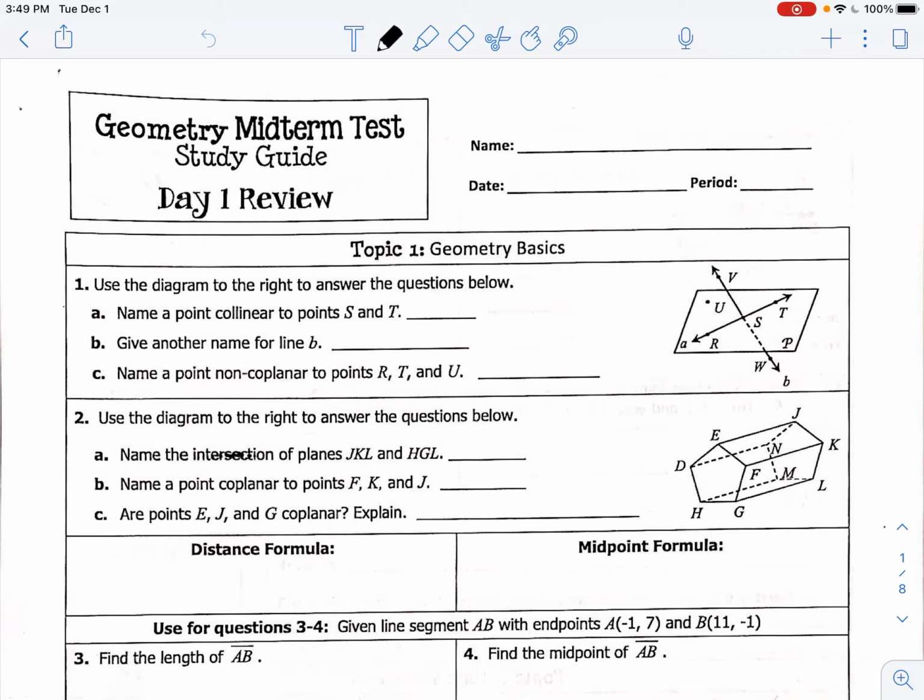Let's work through the geometry midterm review. Topic 1, Geometry Basics. It says use the diagram to the right to answer the questions below. Name a point collinear to points S and T.